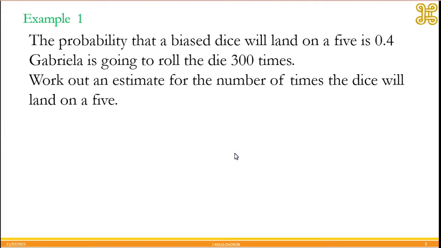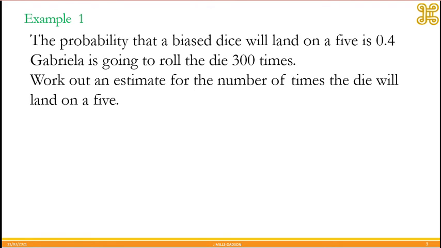Now let's look at example 1. Probability that a biased dice lands on 5 is 0.4. Gabriella is going to roll the die 300 times. Work out an estimate for the number of times the die will land on a 5. Okay, what you need to understand is that in these kinds of questions, you always see this phrase biased, because each outcome is not equally likely. It's called experimental probability because we assume that some experiment has been done.